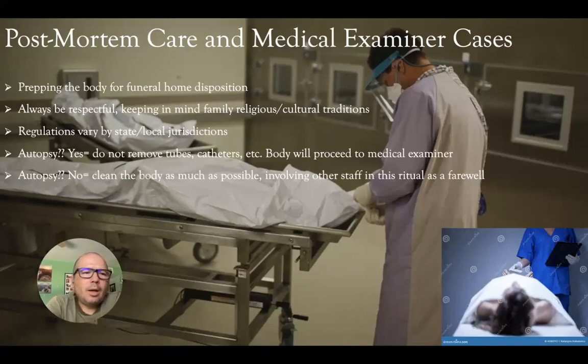If your patient is going to have an autopsy, the main point here is do not remove any kind of tubes, for example, an intubation tube, IVs, central lines. Don't remove any Foley catheters. The body will proceed to the medical examiner, and they're the ones who would take care of the extraction of any tubes or catheters. Usually, if they're not going to have an autopsy, you could perhaps remove those tubes. The main thing here is to clean the body as much as possible.